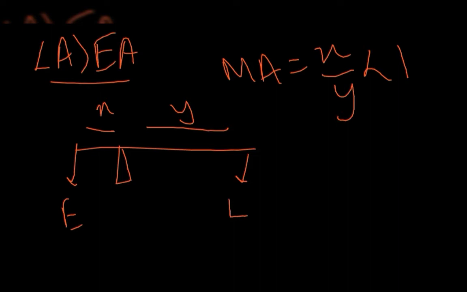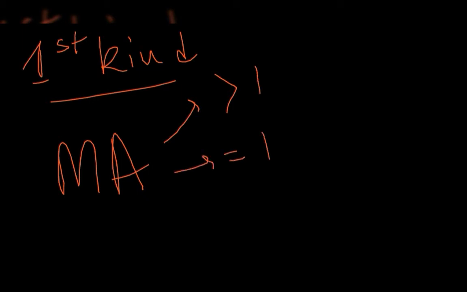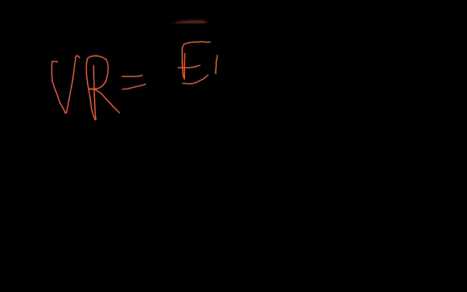So we understand one thing. Here in the first kind, MA can be greater than 1, can be equal to 1, and it can also be less than 1. All three possibilities are possible here. What is the velocity ratio here? Velocity ratio here is nothing but the effort arm by the load arm.